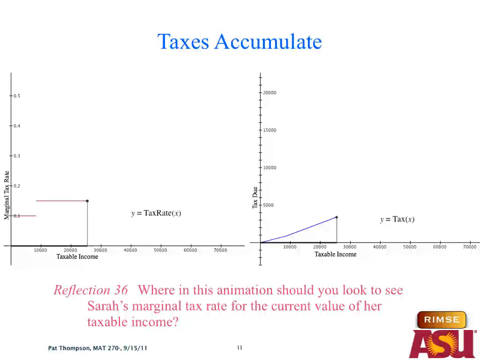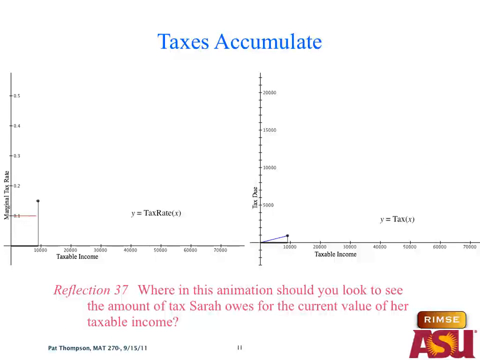I look on the y-axis and the one on the left labeled marginal tax. She wants to look at the y value on the left graph. Agreed? Yep, that's showing the rate for the current value of taxable income. Where in the animation should you look to see the amount of tax that she owes for the current value of her taxable income? Anna. So the y value of the right graph. Cool.